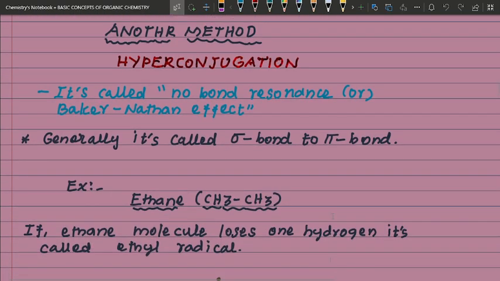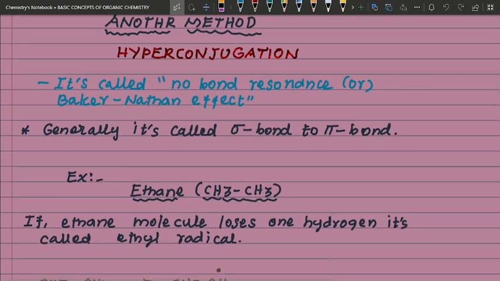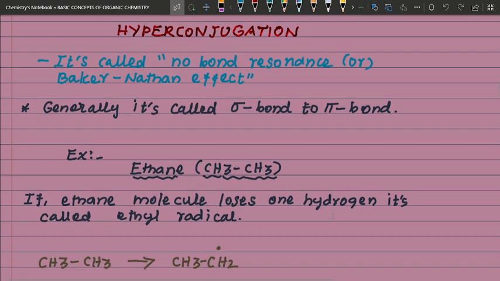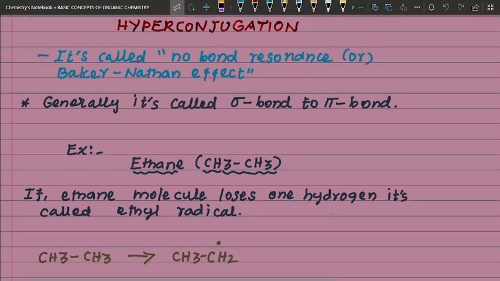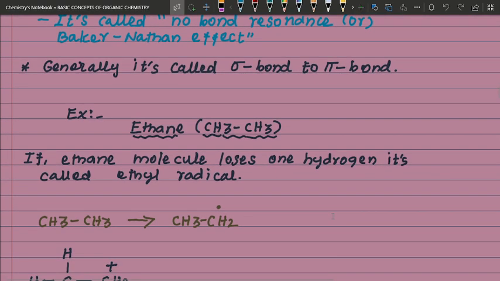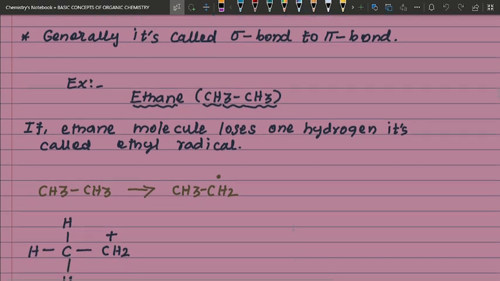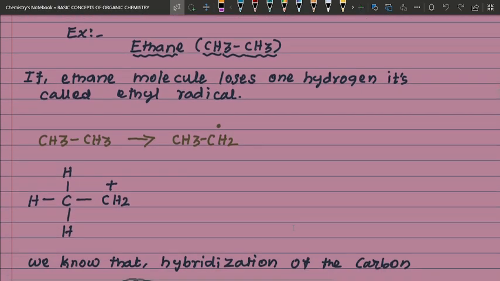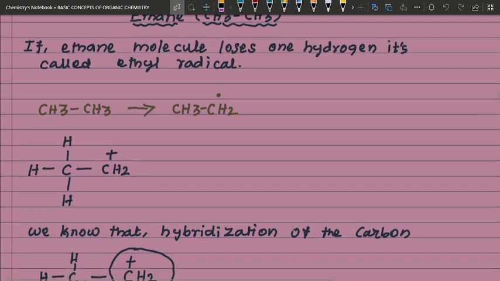Let's see the definition for this. It is called no bond resonance or the Baker-Nathan effect. Generally, it is called sigma bond to pi bond. This is a very easy method. Let's see the ethane molecule, CH3CH3. If the ethane molecule loses one hydrogen, it is called an ethyl radical.